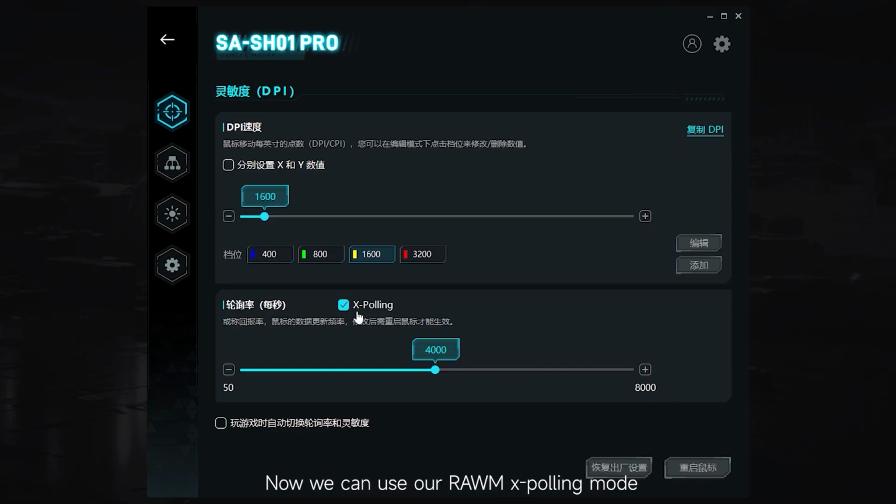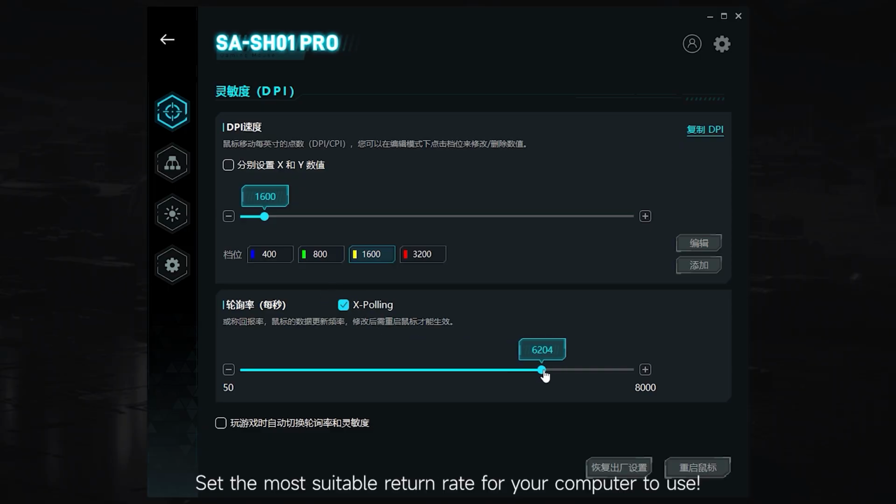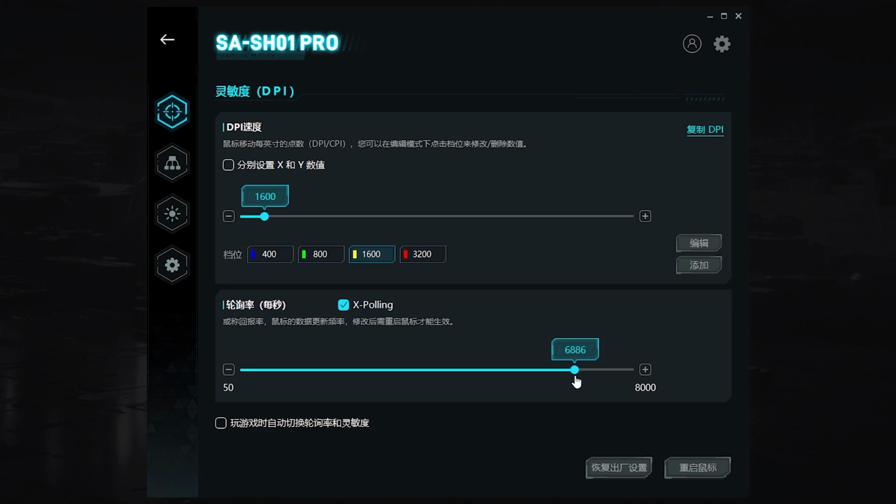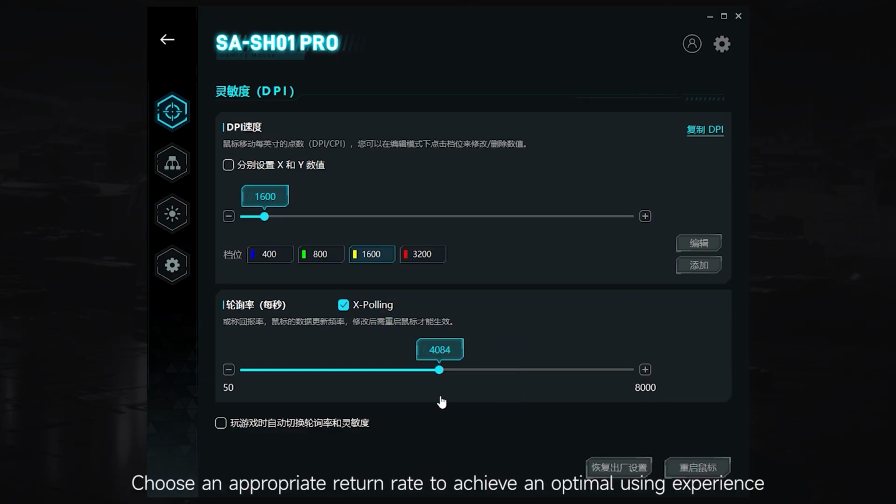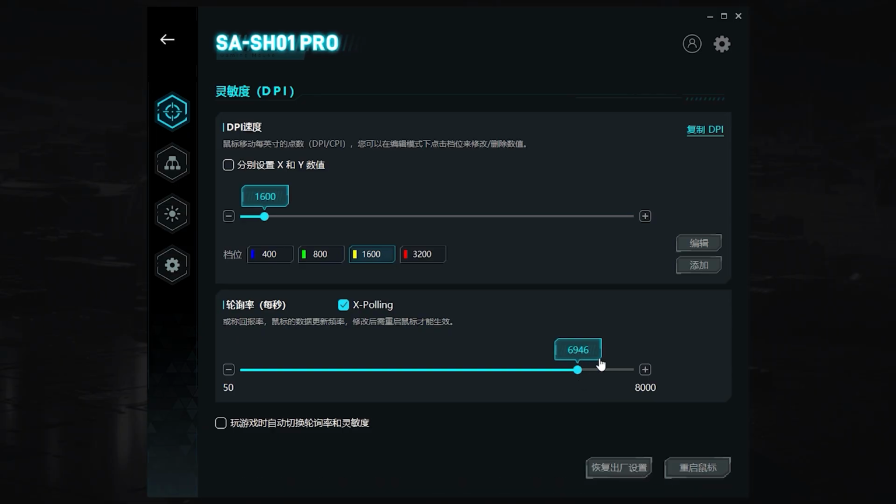Now we can use our RAWM X-bowling mode. Set the most suitable return rate for your computer to use. For example, if you are not satisfied with 8K, we can set 6.7K, 5.5K, 4K and so on. Choose an appropriate return rate to achieve an optimal using experience. It also solves the problem that the 8K receiver is excess performance.